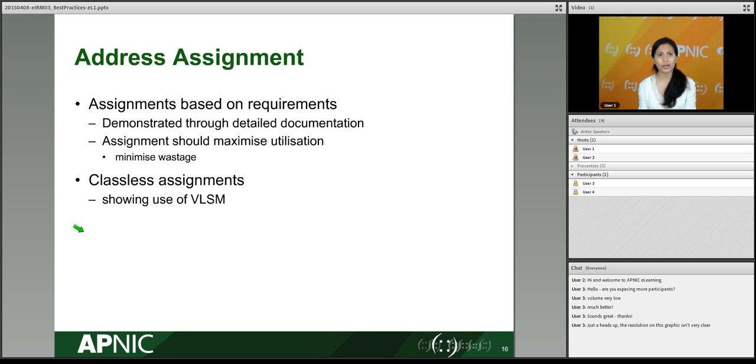Now, with address assignments, again, it should be based on demonstrated need. For your customers, make sure that they are able to provide you detailed documentation that they need these particular addresses. And that is because we don't want to just waste IP addresses, right? We want to minimize wastage. We've talked about classless addresses earlier on. Make sure that you utilize them. Make sure to use classless assignments when you're assigning IP address blocks.